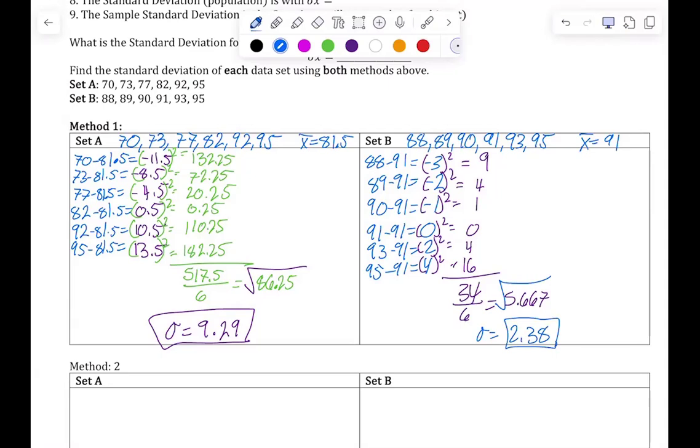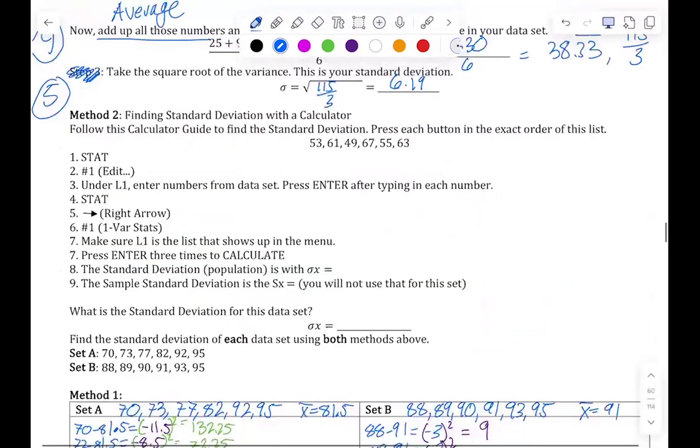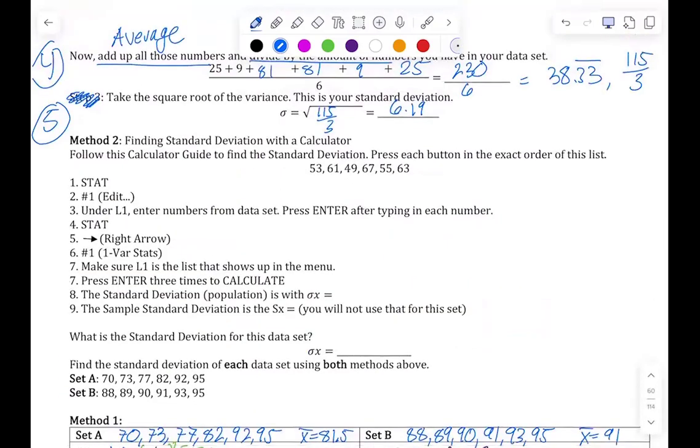Okay, for set B, your standard deviation should have been 2.38. Who had 2.38? Awesome. Okay. Now we're going to learn how to enter this set into the calculator, okay?